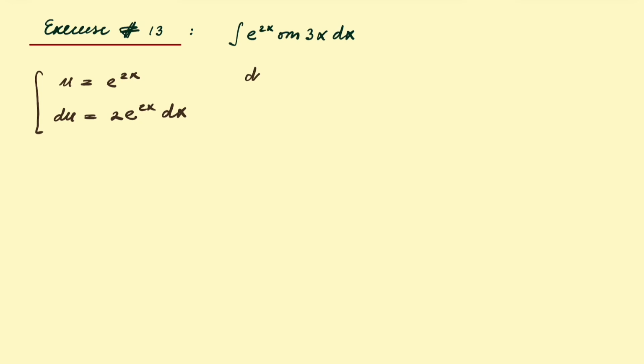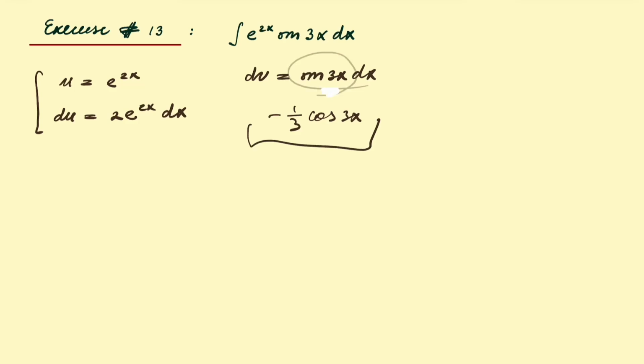And then dv, we took this as sine of 3x dx. Now v will be what? It will be cosine of 3x, but with 1/3, right? And with a minus, so that its derivative is sine of 3x. I hope this part is clear. Let's write it in a neat way. It's minus 1/3 cosine of 3x.